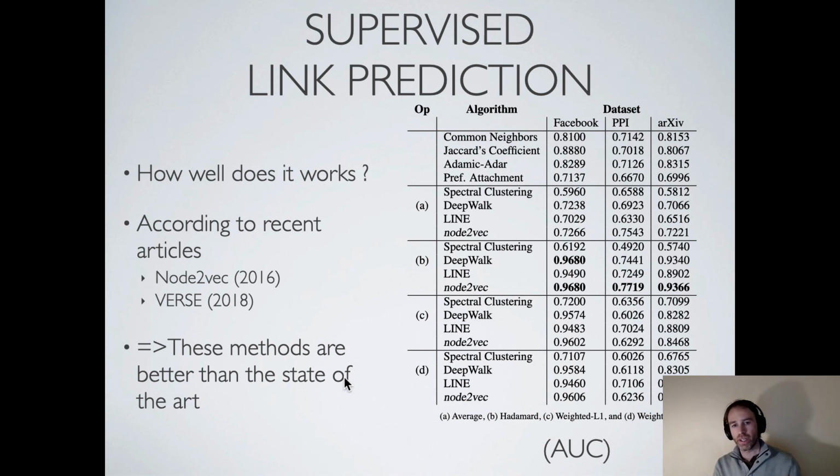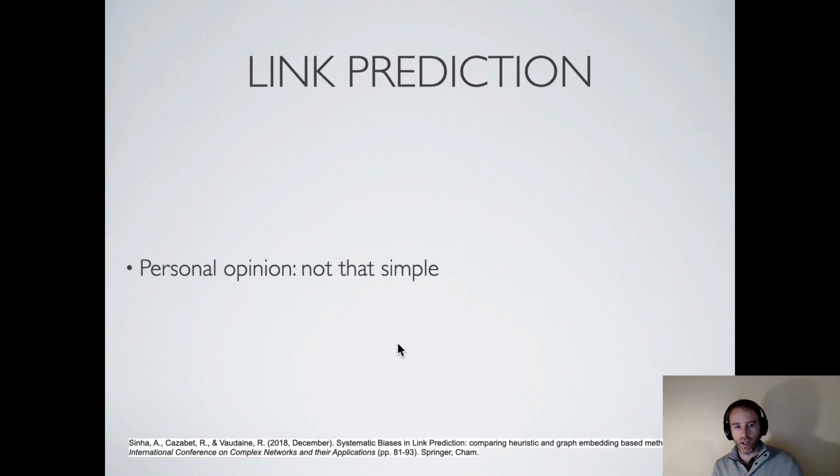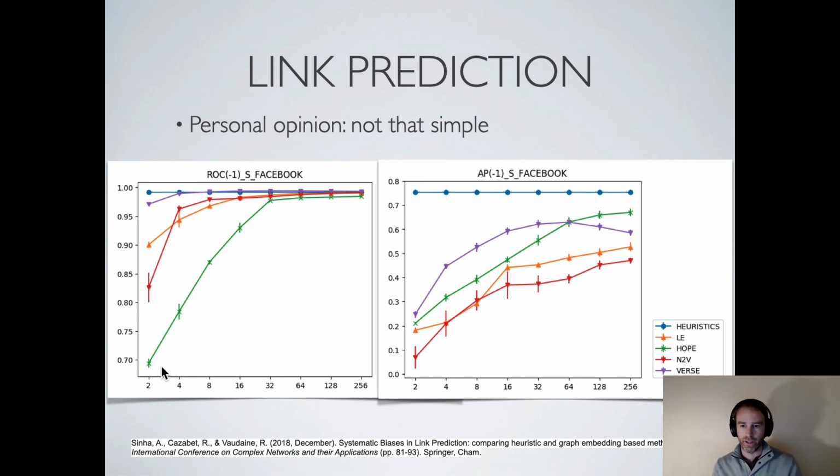So probably it depends on the network actually. Just in a paper we published in 2018, we tried to compute this, and what we observed is that it's actually different. First, it depends if you use the AUC or the average precision. If you use the average precision, it seems that heuristics obtain higher scores. And if you use the AUC, it also depends on the number of dimensions that you're using. So the more dimensions, the better the results.